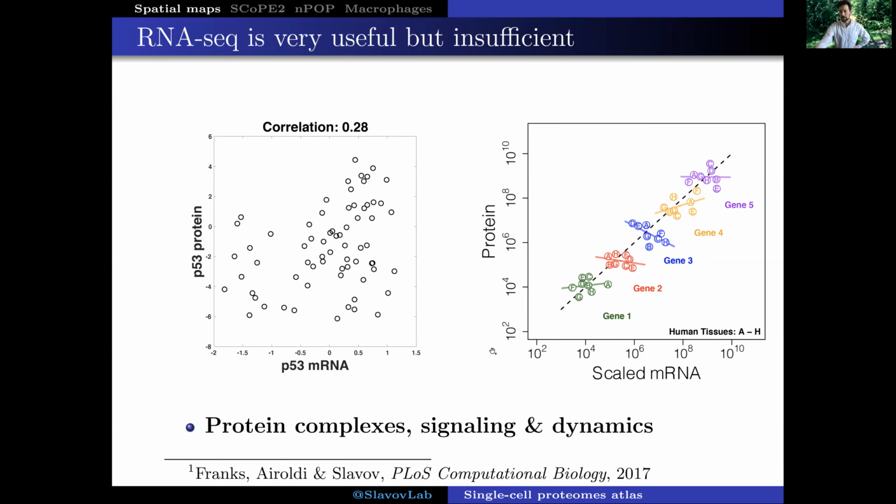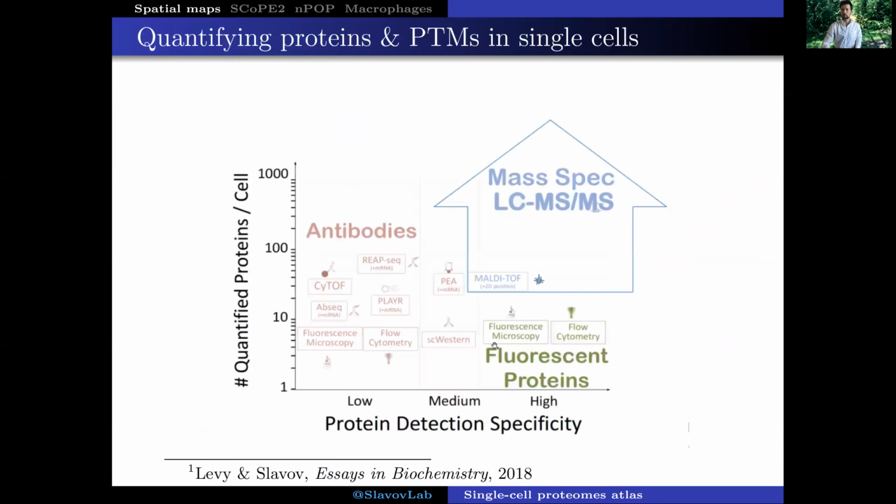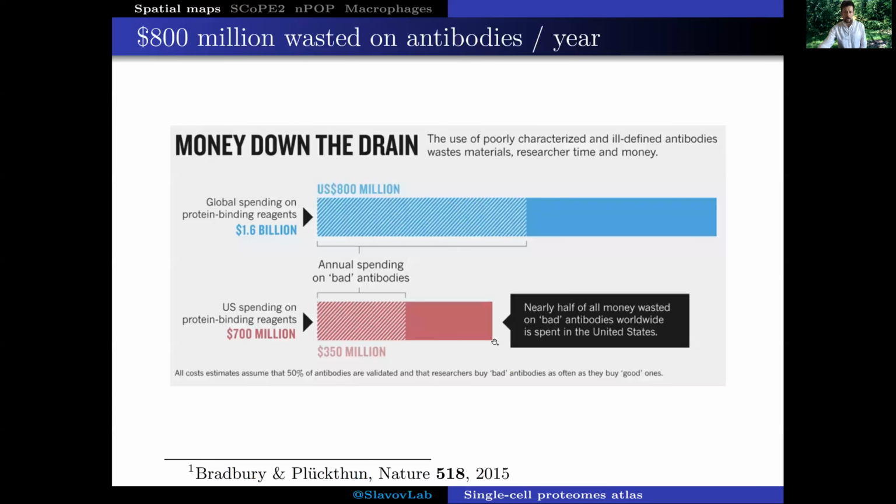So these examples motivate the need to measure proteins in single cells, which of course has been long appreciated, and there are many approaches to do that, traditionally mostly based on affinity reagents, and more recently, there have been a number of groups, including my lab, that have aimed to use mass spectrometry to increase both the specificity and the depth of single cell protein analysis.